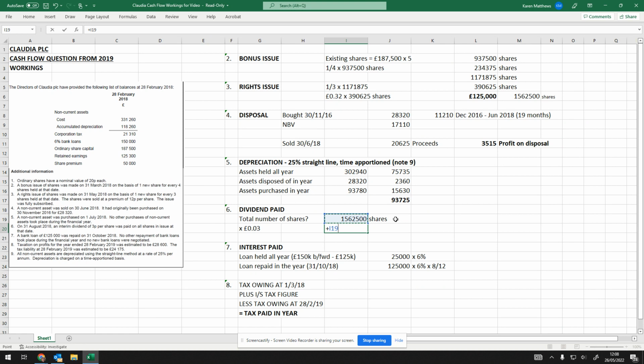And each one of those is going to get a dividend of 3p. Don't multiply that by 3 because that would be £3. That's going to bankrupt them. Make sure you multiply it by 0.03. So not by 0.3, not by 3, 0.03. So we're actually going to be paying them £46,875. Okay, so that is the dividend. Let's pop that in on our statement of cash flow.